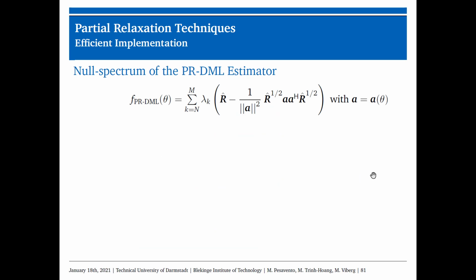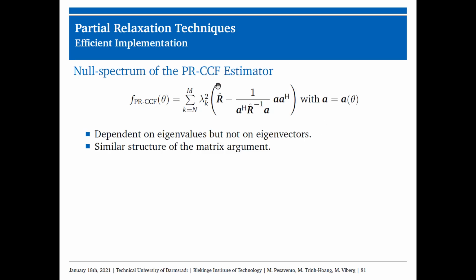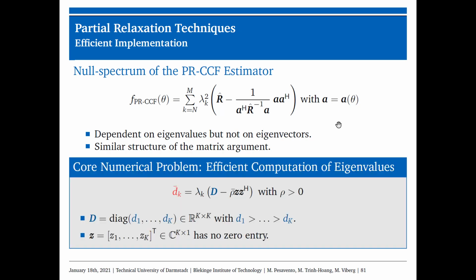The null spectrum of the PR estimators, for example, the PRDML given in here, or the PRCCF given in here, requires the computation of the eigenvalues extensively. We also remark that we only need the eigenvalues, but not the eigenvectors. The matrix argument of the eigenvalue also shares a common structure, which is a constant Hermitian matrix subtracted by an angle-dependent rank 1 component. Therefore, it would be of great interest if we compute the following core numerical problem given here as efficiently as possible.